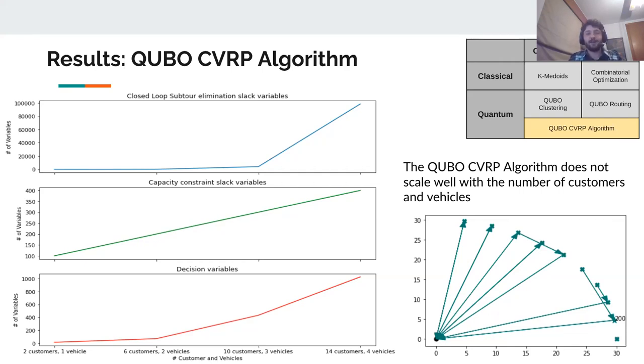Yet, even when the number of variables in the QUBO equation is manageable, the results obtained by the QUBO CVRP algorithm are not very good, as evidenced by the bottom right image. This is due to the difficulty of tuning all of the different constraints in the QUBO equation. And though the results could be improved by tuning the hyperparameters, the effort would not be worth it due to the scaling problem of the QUBO CVRP algorithm, which limits its usability to only toy problems.